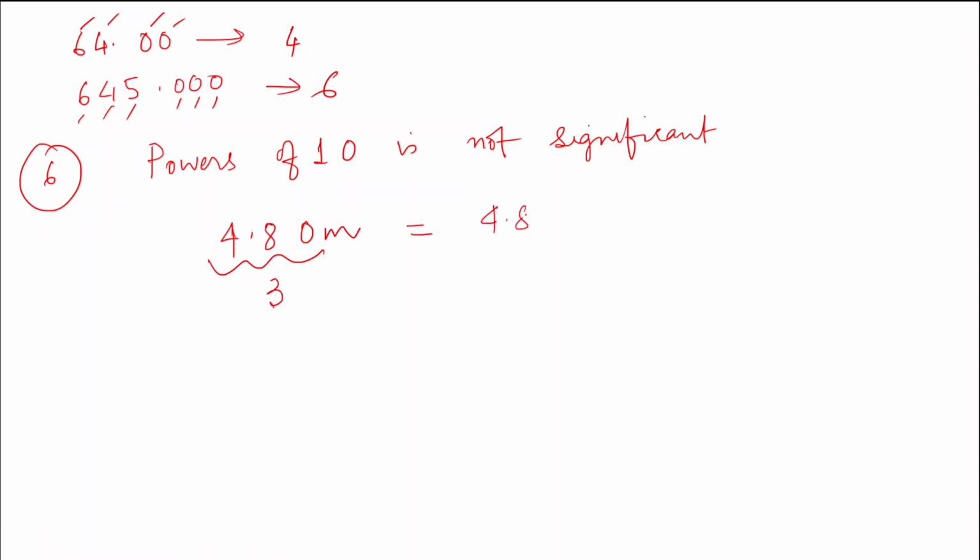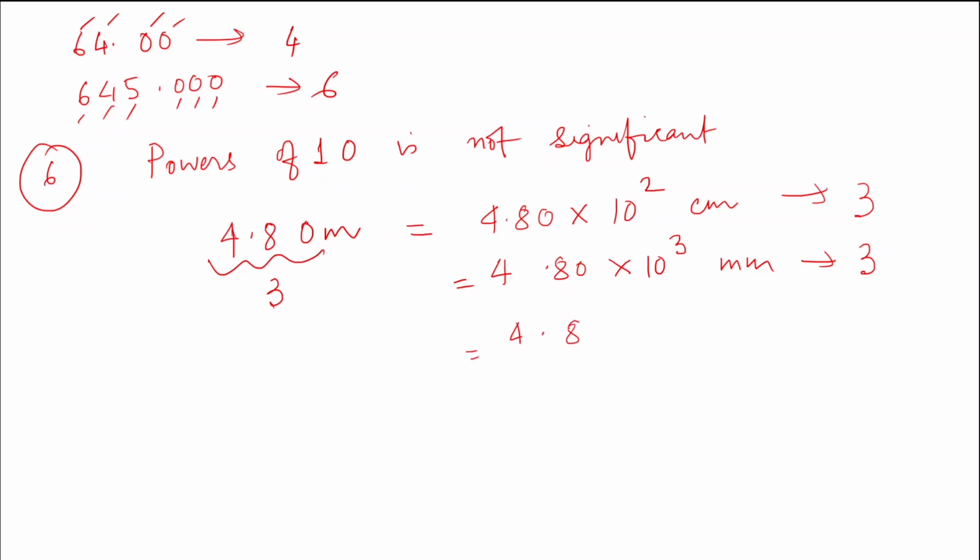Now we can write it as 4.80 into 10 to the power 2 centimeter. So in that case also this 10 to the power 2 is not significant. So it has 3 significant numbers. Again we can write it as 4.80 into 10 to the power 3 millimeter. 10 to the power 3 is not significant, so 4.80 it will have 3 significant figures. Again 4.80 into 10 to the power minus 3 kilometer, it will have 3 significant figures, right?